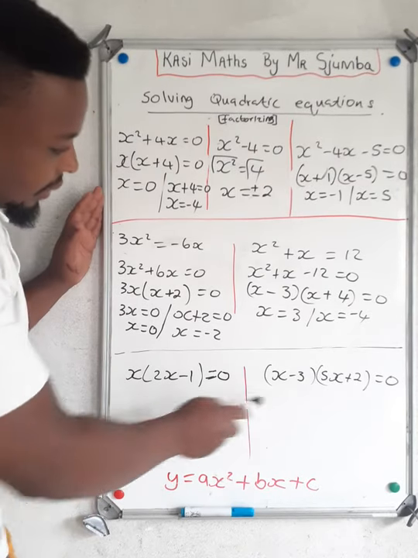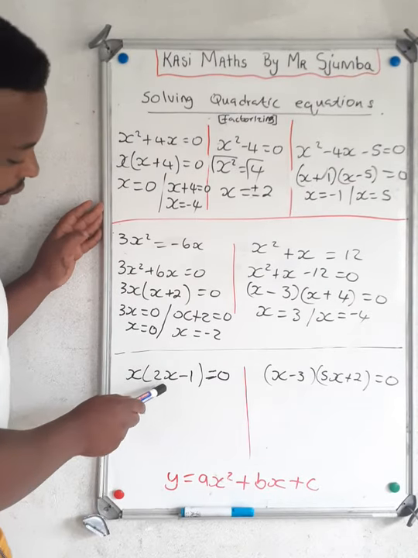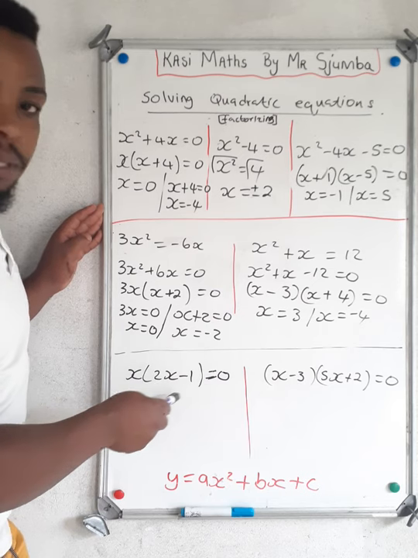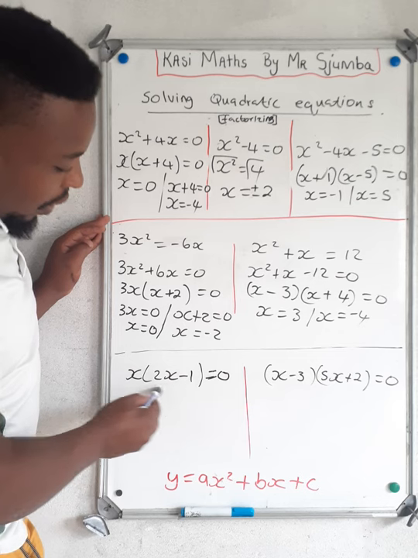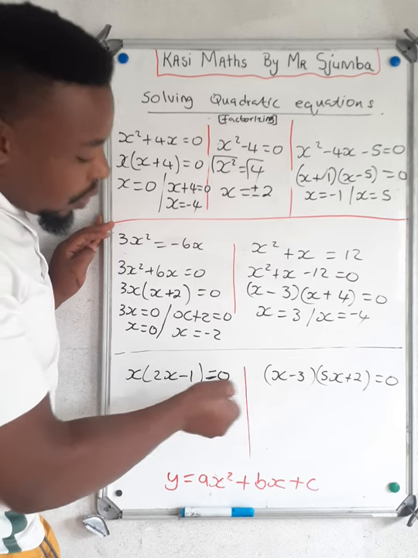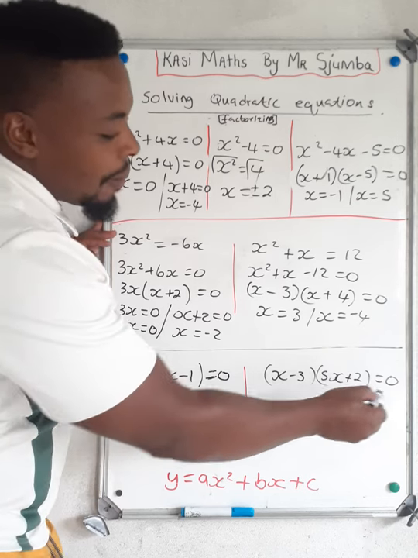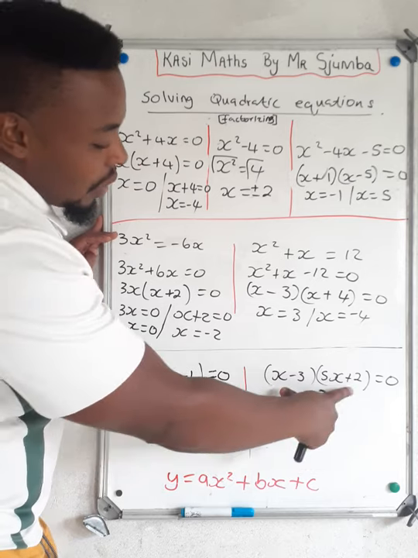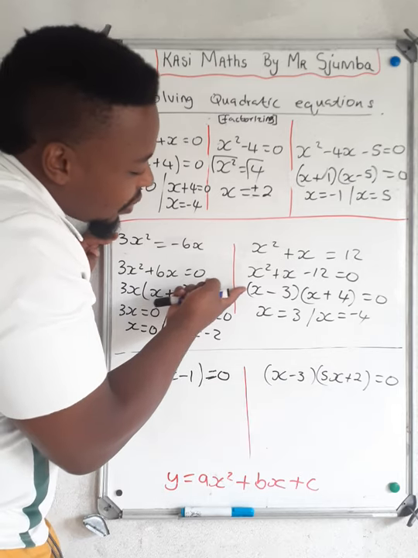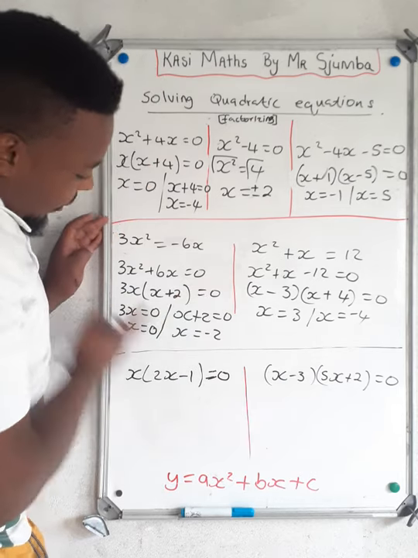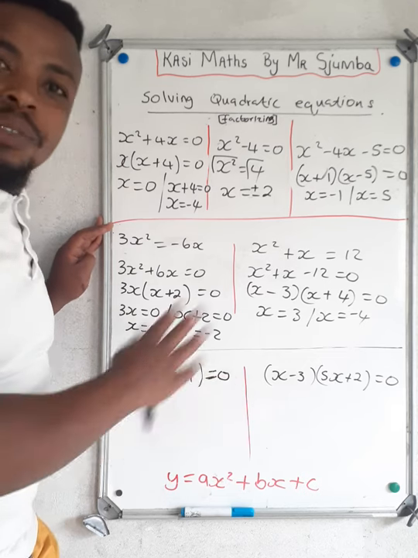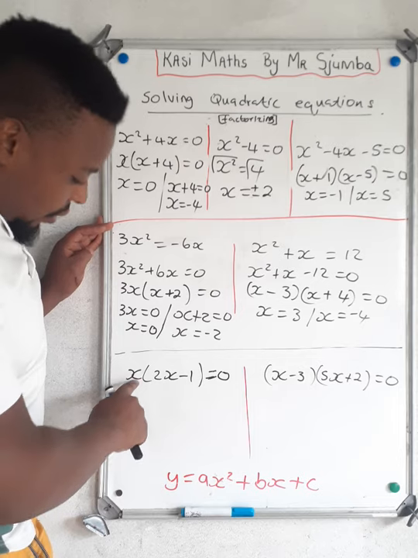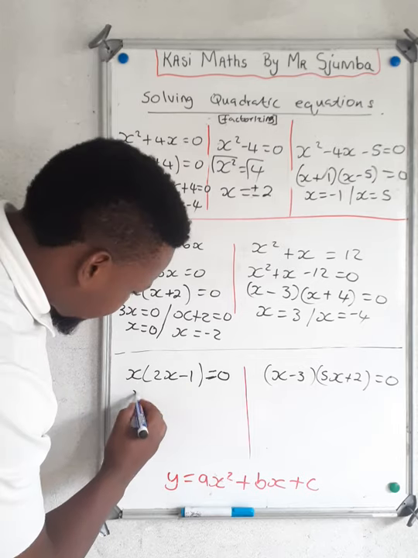Yabona, when it looks like this, it's already easy, it's already solved. You see you have the factors, they are equal to 0, and the other bracket also equal to 0. It means when you get it like this, you are already at this step, so it's easy. There's no need to multiply out, you just equate x equals to 0.